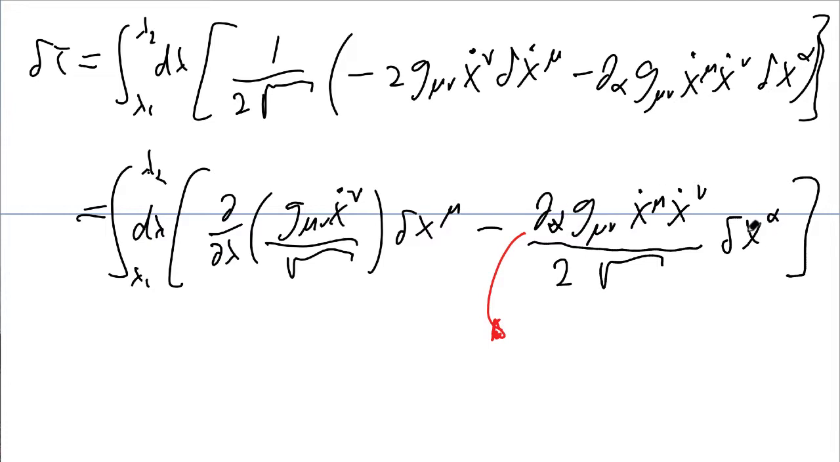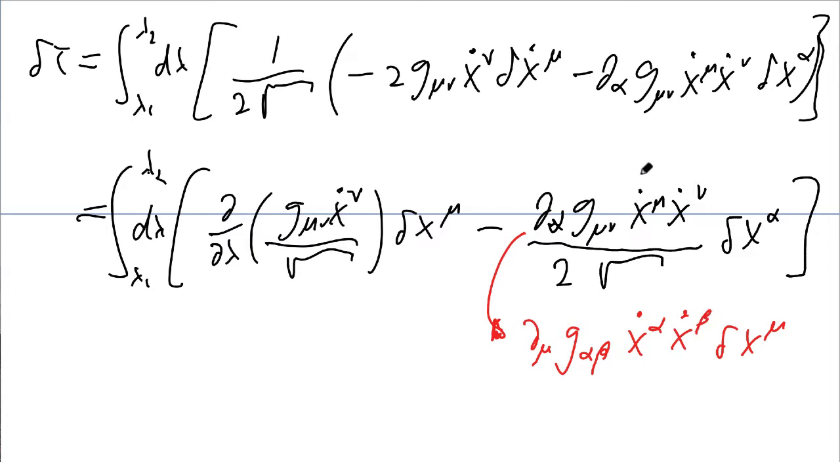Remember, these are repeated indices, so I can call them anything that I like. So instead of alpha here and here, we'll use mu. So we'll have partial mu of g, and then we'll have a delta x mu. And then for these indices, I need to change the mu here so it's not confused with this mu. So we'll call these indices alpha and beta. So this is g alpha beta, x dot alpha, x dot beta.